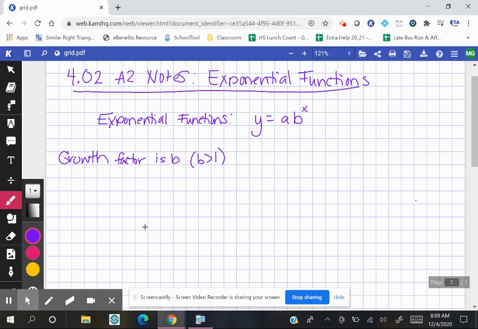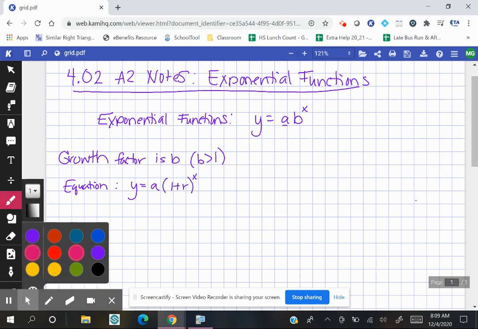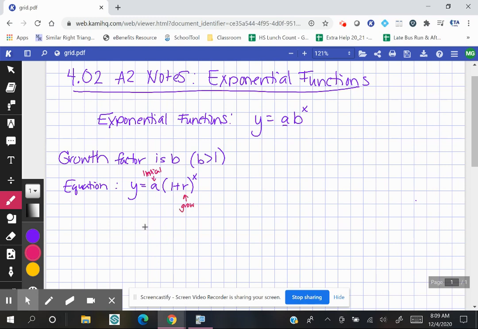So your equation for exponential growth, which you've probably seen in algebra before, would be y equals a, so just keep the a, but your growth factor would be 1 plus r raised to the x. Now, a couple things to remember here. A is your initial amount. R is your growth rate. Remember the difference here, sometimes they ask for growth rate versus growth factor.